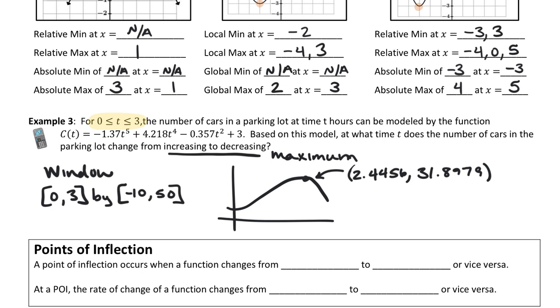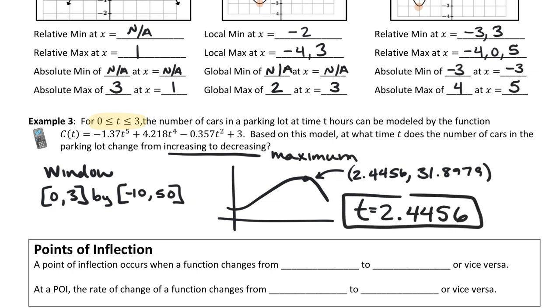But what we're doing to answer the actual question, it says at what time t does the number of cars in the parking lot change from increasing to decreasing? Our answer here is t equal to 2.4456. That's the time in which our slope changed from positive to negative. Our rate of change, I guess I should say, changed from positive to negative. Oh, that's what I had on my paper. Look at these typos just driving me insane. And we have answered the question.